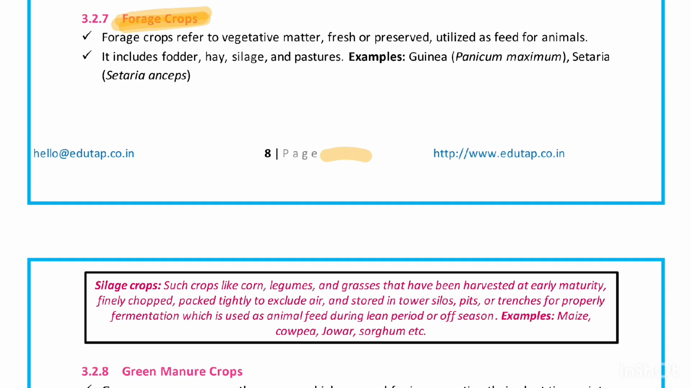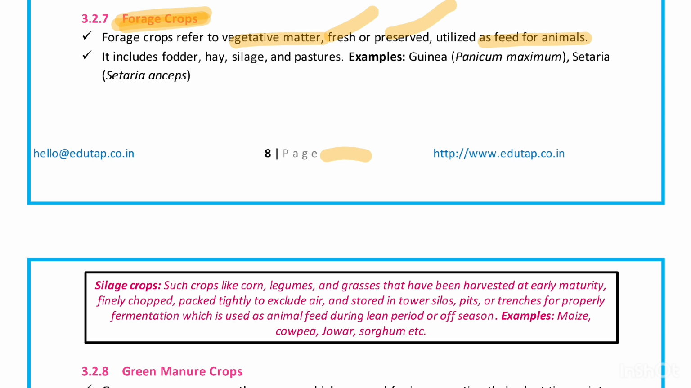That is known as fodder crops. Now, fodder crops refer to vegetative matter. As I have discussed regarding the life cycle of the crop, the vegetative part was before flowering. When we are using this vegetative part of the plant for feeding livestock, fresh or in preserved form, any other form, it is referred to as forage crops.